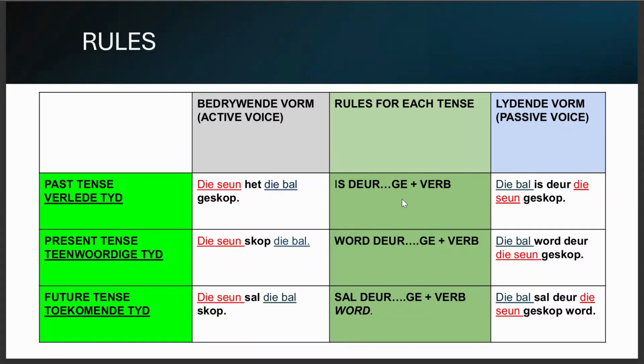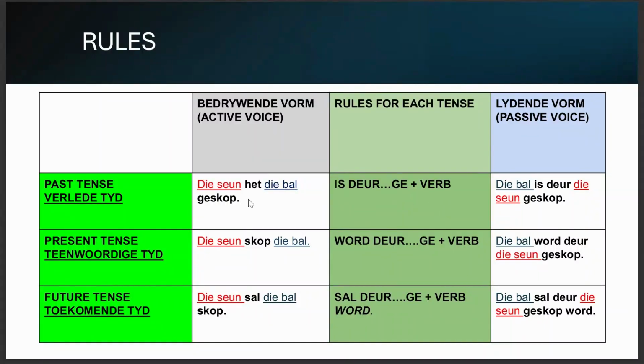Now, I just want to point out here, remember I said this video is going to be very brief, but you must remember your past tense rules for verbs. The verbs that are excluded, the ones starting with ont, mis, ber. Remember those ones. Go and revise those ones. Okay. So past tense, we use the is, deur, ge plus verb rule.